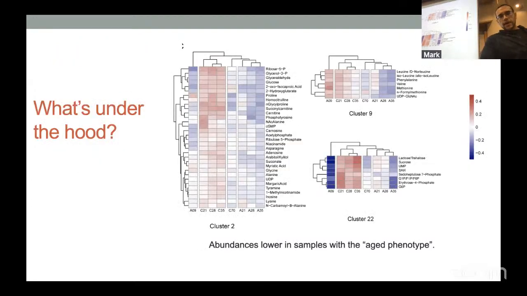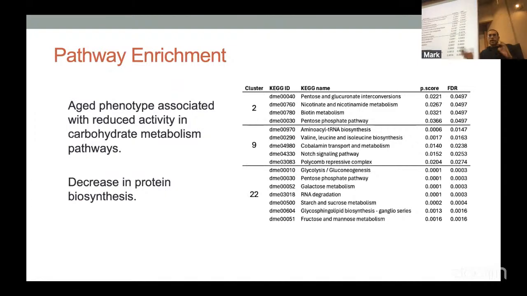Then we looked at the other end, right? If your abundances are lower in samples with the age phenotype, we get these three clusters here, so 2, 9, and 22. Then we do our enrichment analysis here. And now we find another interesting pattern, where there's a decrease in protein biosynthesis if you look through these terms. And the age phenotype is also associated with a reduced activity in carbohydrate metabolism pathways, right?